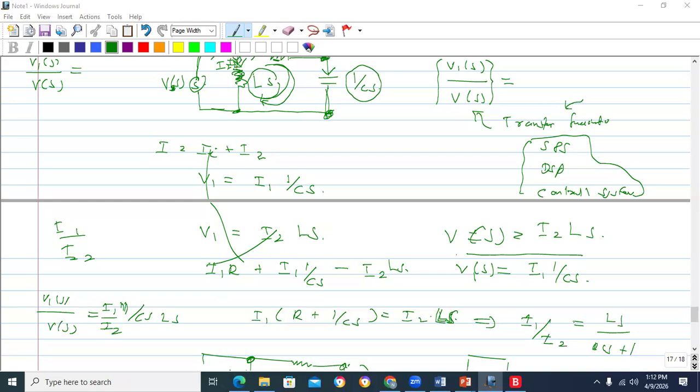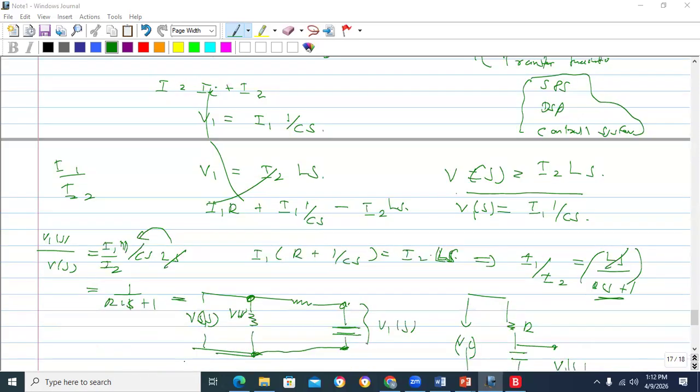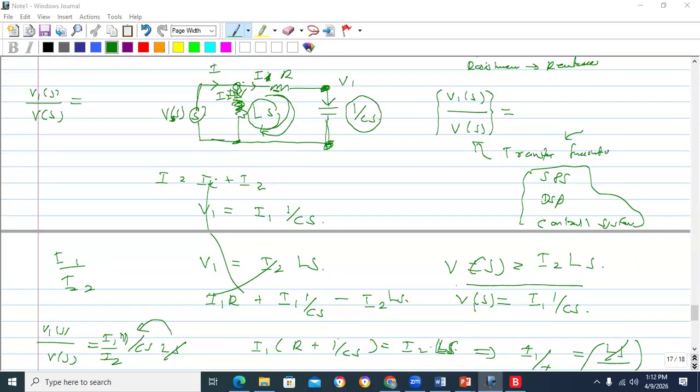So you can apply this value here. Okay. So this LS and that LS cancel out. So you will get this value, 1 over RCS plus 1. Okay. So in this way you can write it. So this is the way.